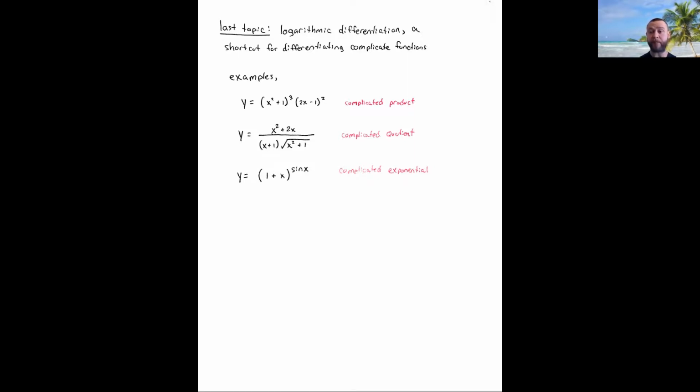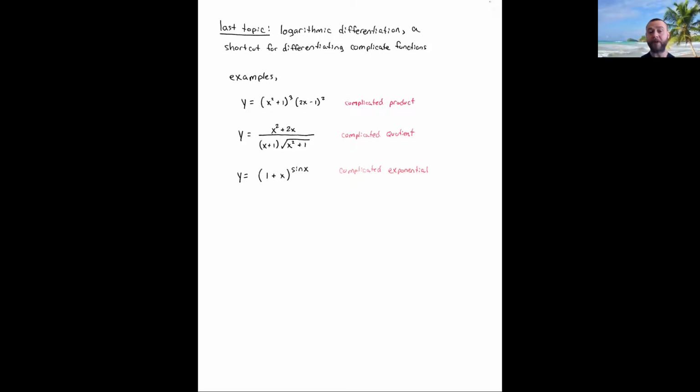And these are going to be good examples for us to apply the technique called logarithmic differentiation. Now that first one up there, the complicated product, we can differentiate using a combination of the product rule and the chain rule. But for some problems that could take a while, we might want an alternative approach, something a little quicker and more efficient, which for these examples, logarithmic differentiation will be that shortcut.